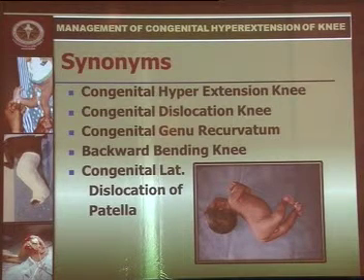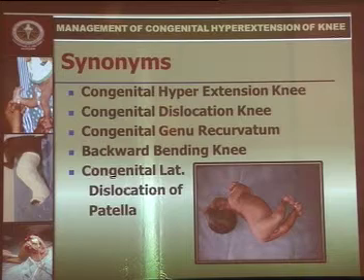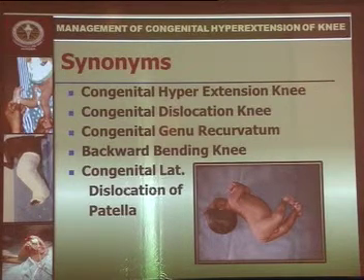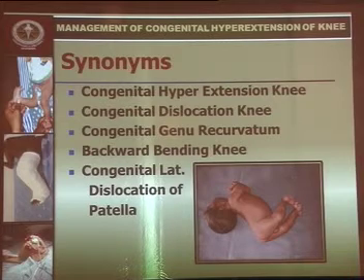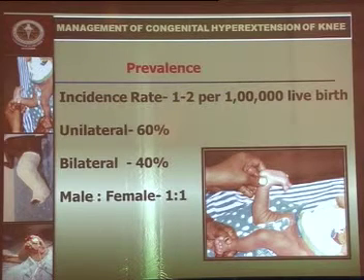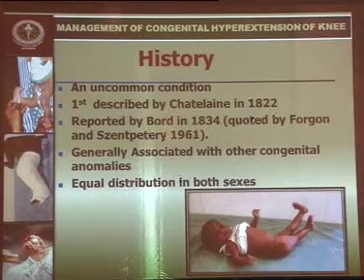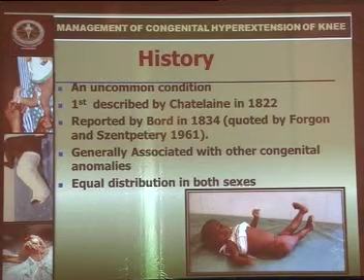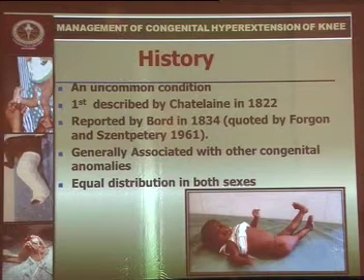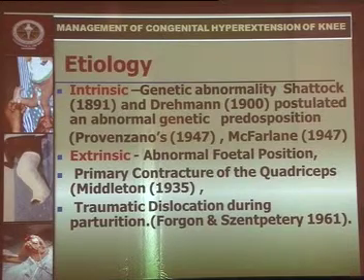It has got so many names: congenital hyperextension of the knee, congenital dislocation of the knee, congenital genu recurvatum, backward bending of the knee, congenital lateral dislocation of the patella, which is a combination, and sometimes we diagnose congenital lateral dislocation of the patella where there will be hyperextension. Prevalence is 1 to 2 per 1 lakh live births. Unilateral 60%, bilateral 40%, male to female ratio is 1 to 1. History: an uncommon condition, first described by Chatelain in 1822, reported by Bard in 1834, and quoted by Ferguson in 1961. Generally associated with other congenital anomalies, and equal distribution on both sides, as I told you.